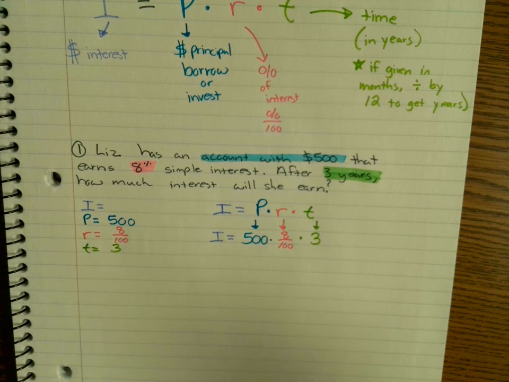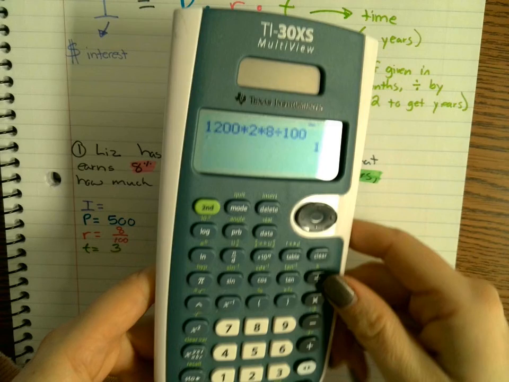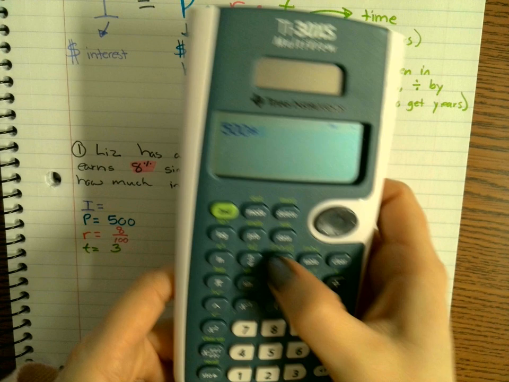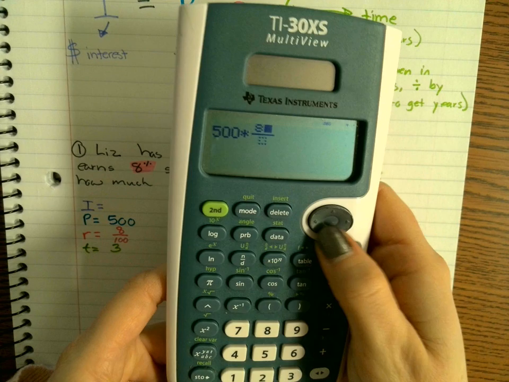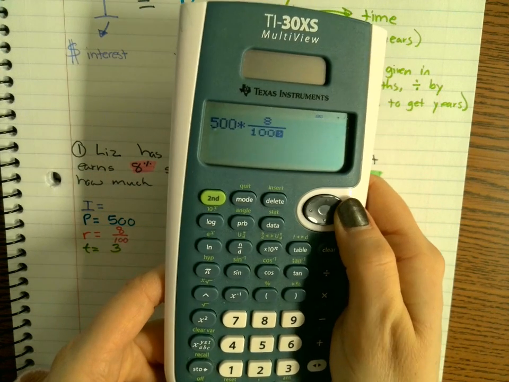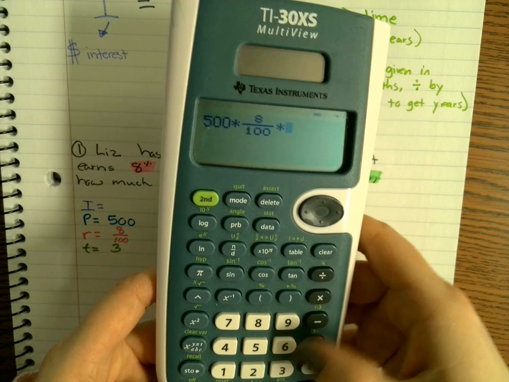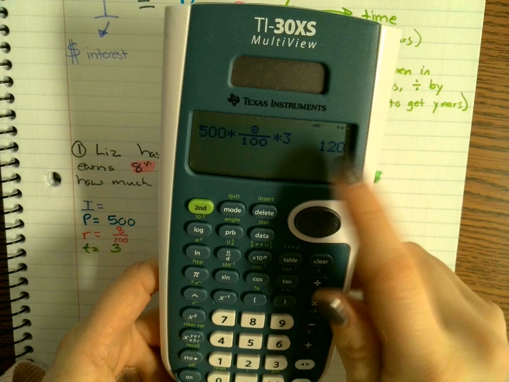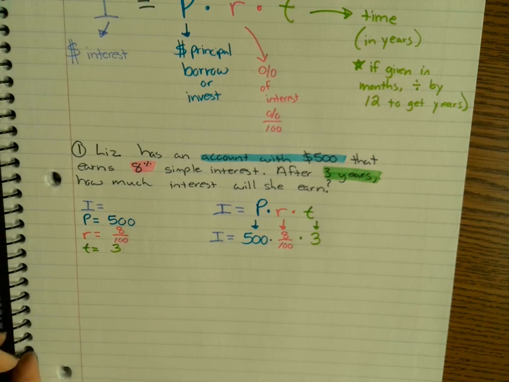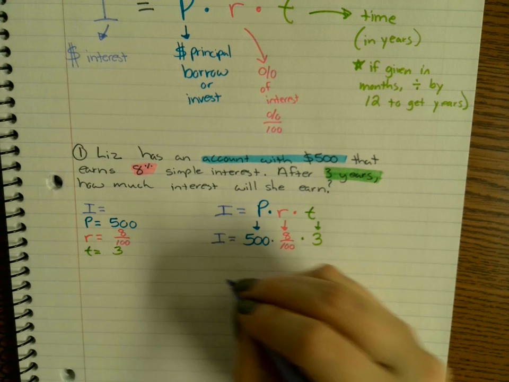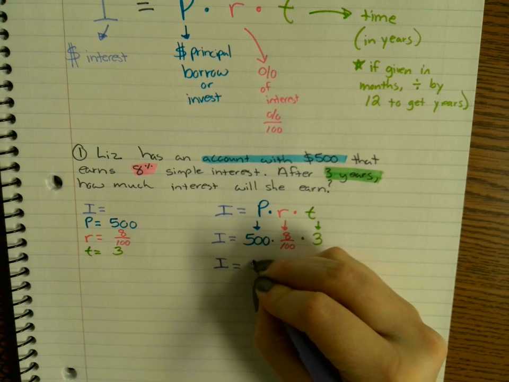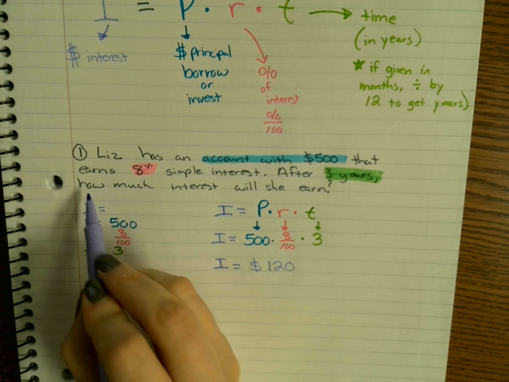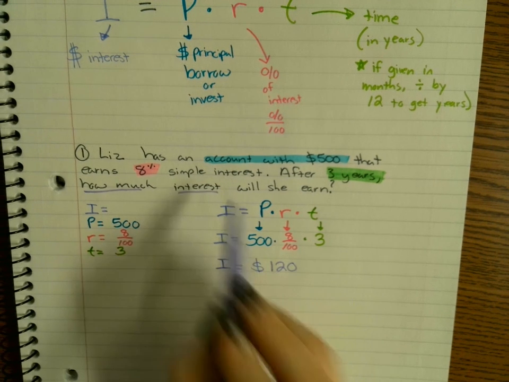You need your calculator to plug that in. You would type in 500 times, hit your fraction button, 8 over 100, get out of the fraction, hit times, and then 3. There's your answer. You get 120. 120 is the interest, so I equals $120. The question asked, how much interest will she earn?